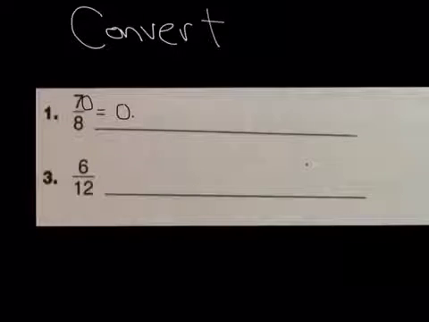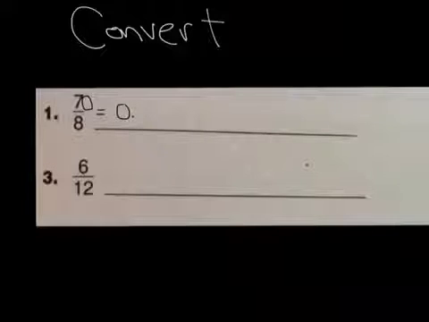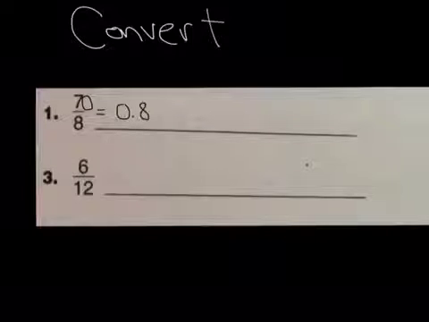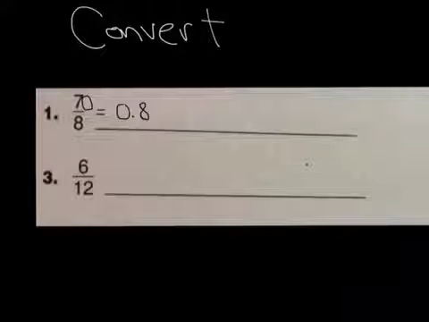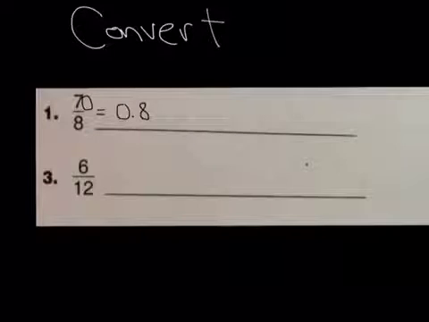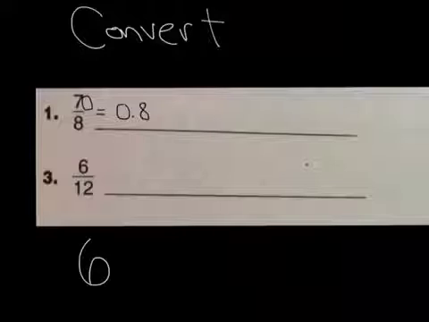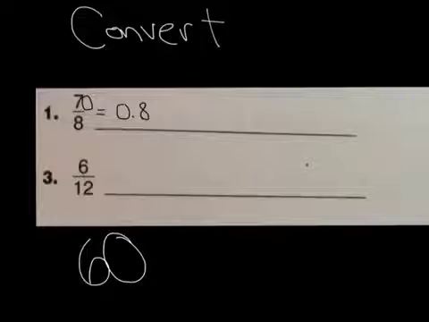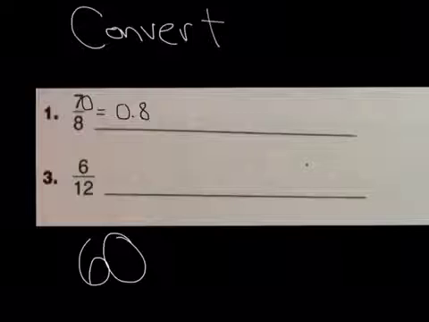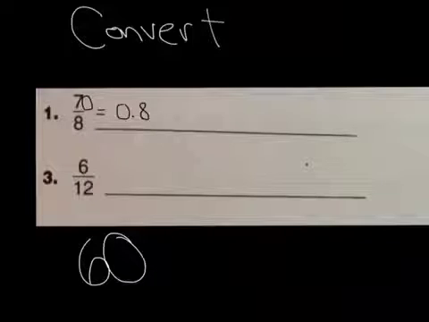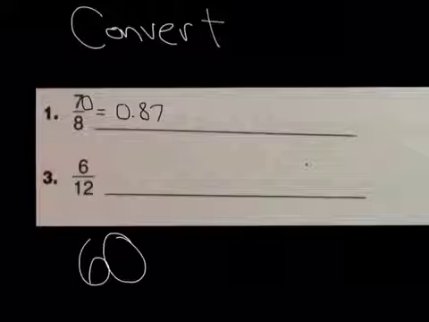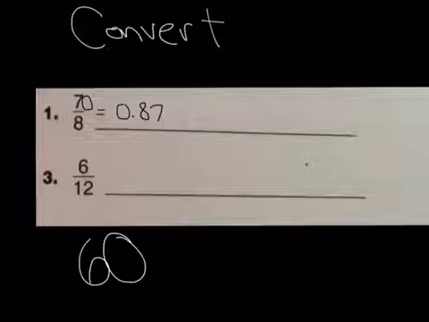8 times 9 is 72. That's too much. 8 times 8. If you thought 8 times 8, that would be your first one. 8 times 8 is 64, right? On the side, if 8 times 8 is 64, you know that you have 6 left over. That 6 can turn into a 60. So, 8 times 7, we said earlier. You put the 7 here. 8 times 7 will give you 56. And now you have 4 left over.